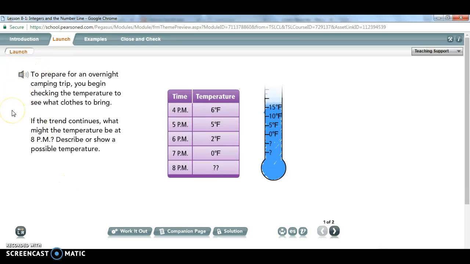To prepare for an overnight camping trip, you begin checking the temperature to see what clothes to bring. If the trend continues, what might the temperature be at 8 p.m.? Describe or show a possible temperature. Remember that this is just a launch problem. It's to get your brains thinking, so if you don't know an answer, just try your absolute hardest, and then I will show you the answer soon.